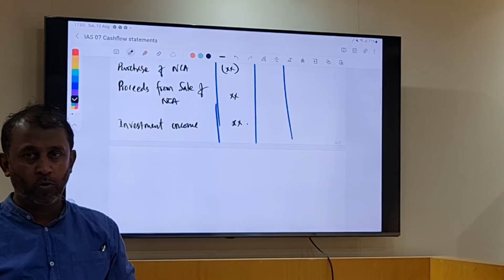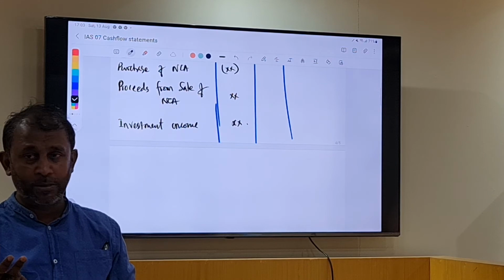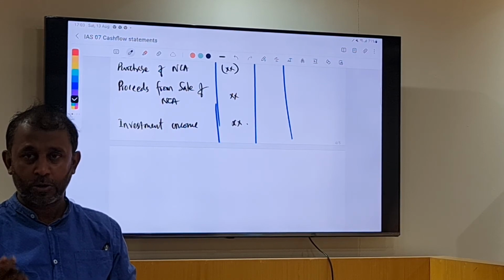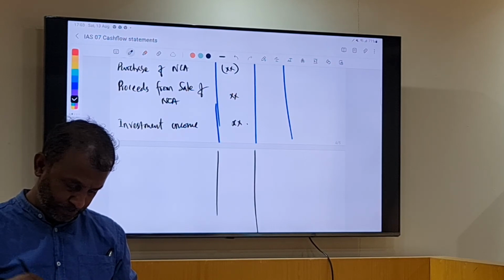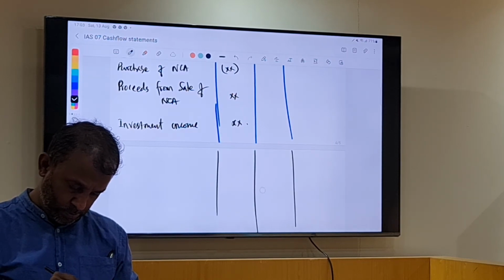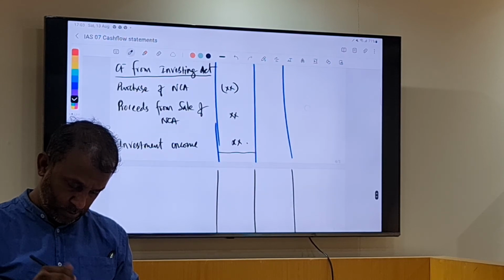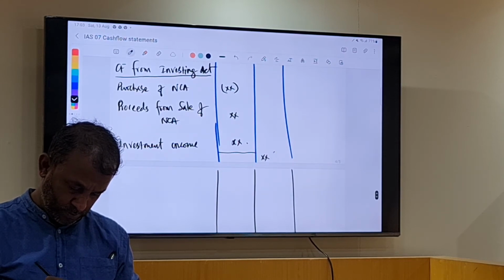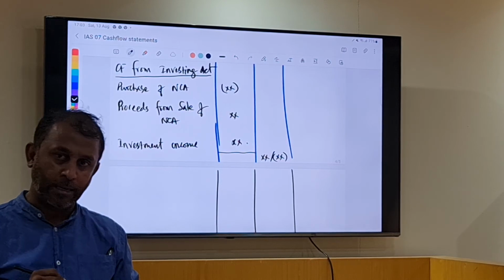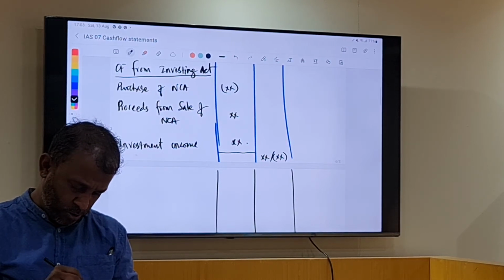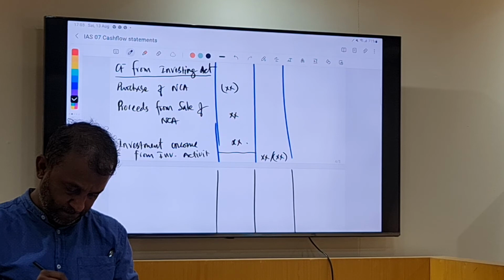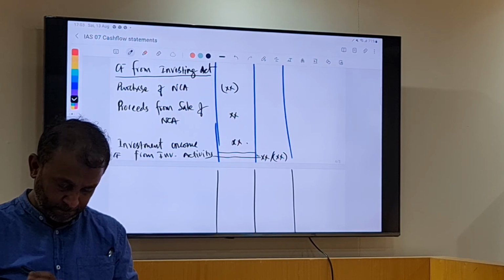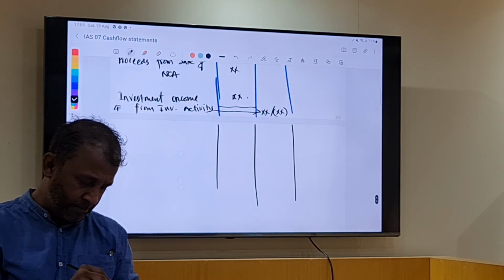Investment income. You may have royalty, dividends, or interest based on whatever investment you have. So you need to show it there. This answer again can be plus or minus cash flow from investing. Clear? Next one.